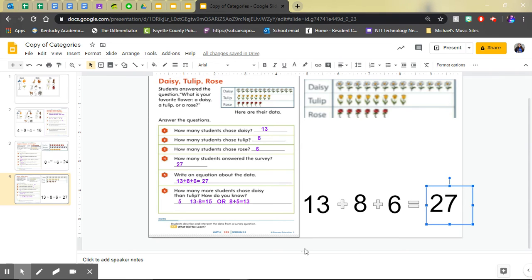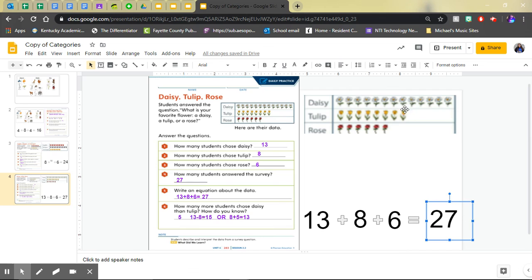So since you had 13 that chose daisy, 8 that chose tulip, and 6 students that chose rose, you could write the equation that shows how many did that survey altogether. Now, does it really matter what order you put the numbers in? No, because once you add them all together, it will always equal 27. How many more students chose daisy than tulip? There's a few ways you could figure this out. One, you can see where they're the same, and then count how many more are left, which is 5.